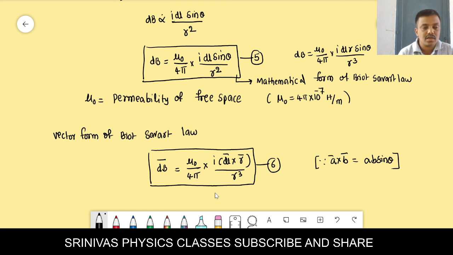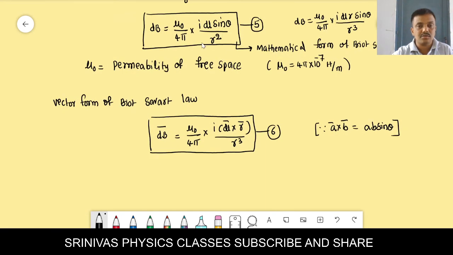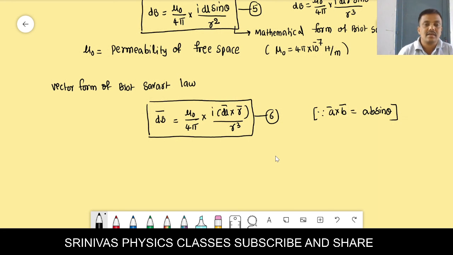If you understood, say understood, otherwise say not understood. You understood the a b sin theta formula, a bar cross b bar. Like that, dl into r sin theta we write as dl bar cross r bar. This is the vector form. If you write r square in the denominator, it will be wrong. In the magnitude it is r square, but in the vector form the denominator is not r square. What is theta here? Theta is the angle between dl and r. dl is the length of the small element and r is the position vector.